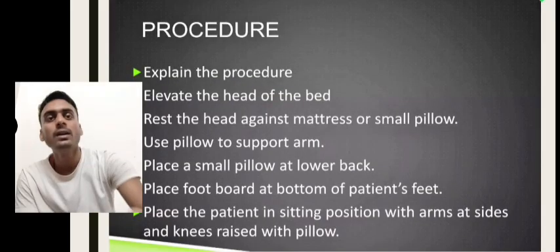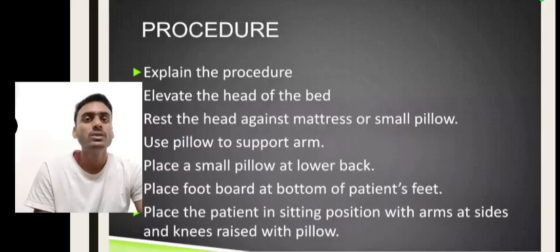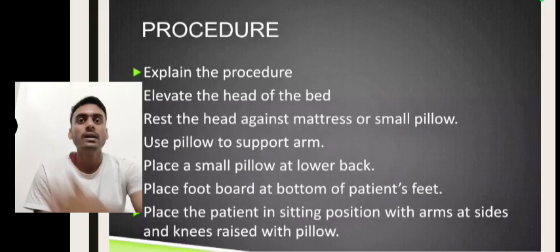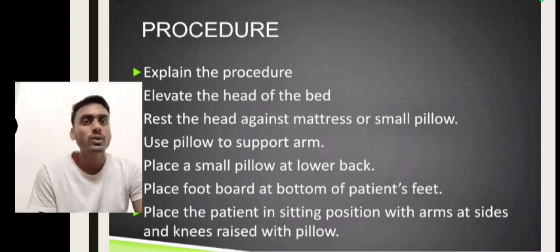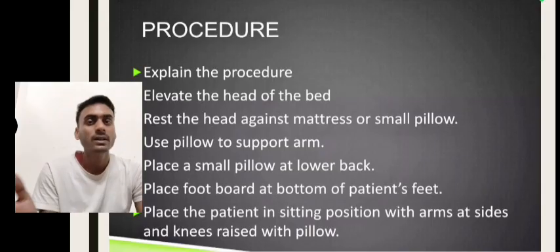Now, what is the procedure for providing Fowler or semi-Fowler position? This is a very important topic. First, explain to the patient why you are providing Fowler or semi-Fowler position. Then elevate the head of the bed to a proper angle like 45 to 60. Rest the head against the mattress or a small pillow to prevent pressure. Use a pillow to support the arm. Place a small pillow at the lower back for comfort. Place a footboard at the bottom of the patient's feet to prevent foot drop, as you can see in the picture.